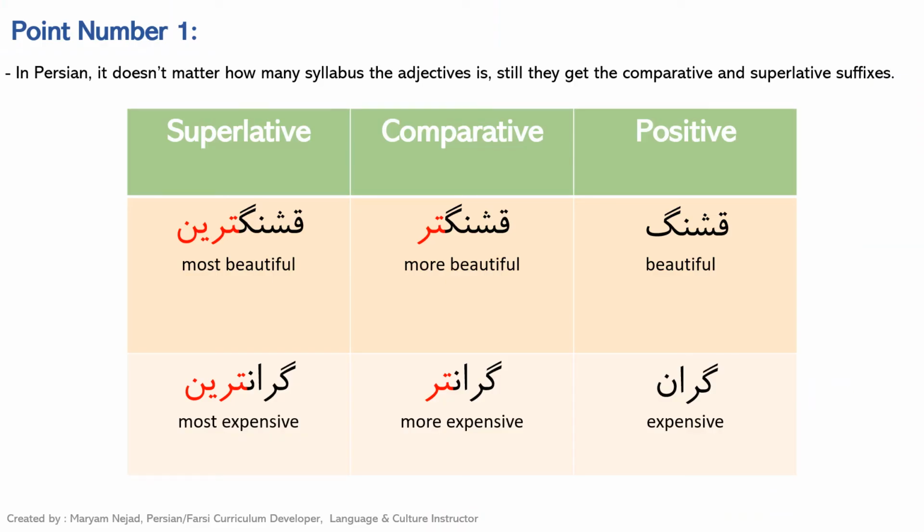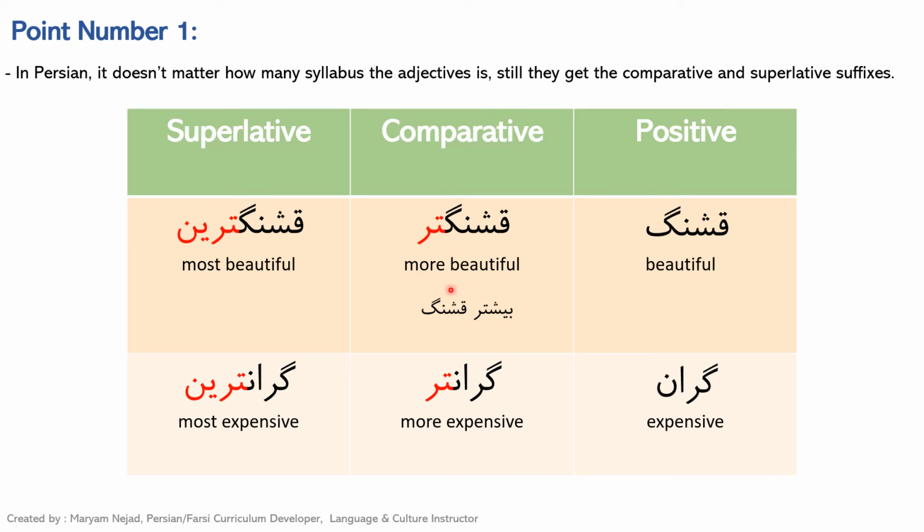Here's a very important point that you need to know, and I'm going to use this example to explain this point. So here we have the adjective قشنگ, which means beautiful. The comparative adjective of beautiful in English is not beautifuler, but it's more beautiful. But in Farsi, it's still قشنگتر. So the point here is that in Farsi, no matter how many syllables the adjective is, we still add the suffix to the adjective. So this one قشنگتر, and for most beautiful, we still add the suffix tarin to the adjective, قشنگترین. And I've seen the students making the mistake of literally translating this.